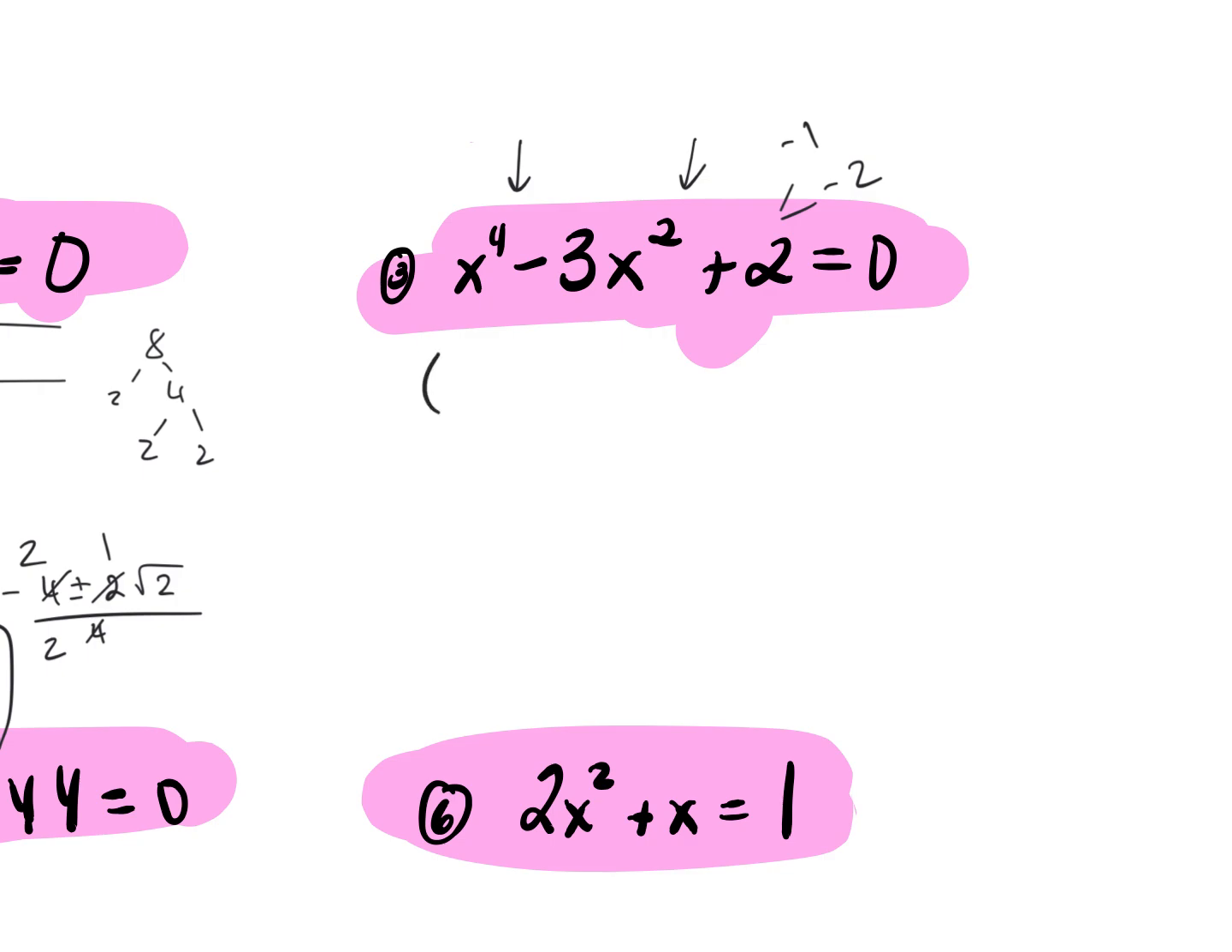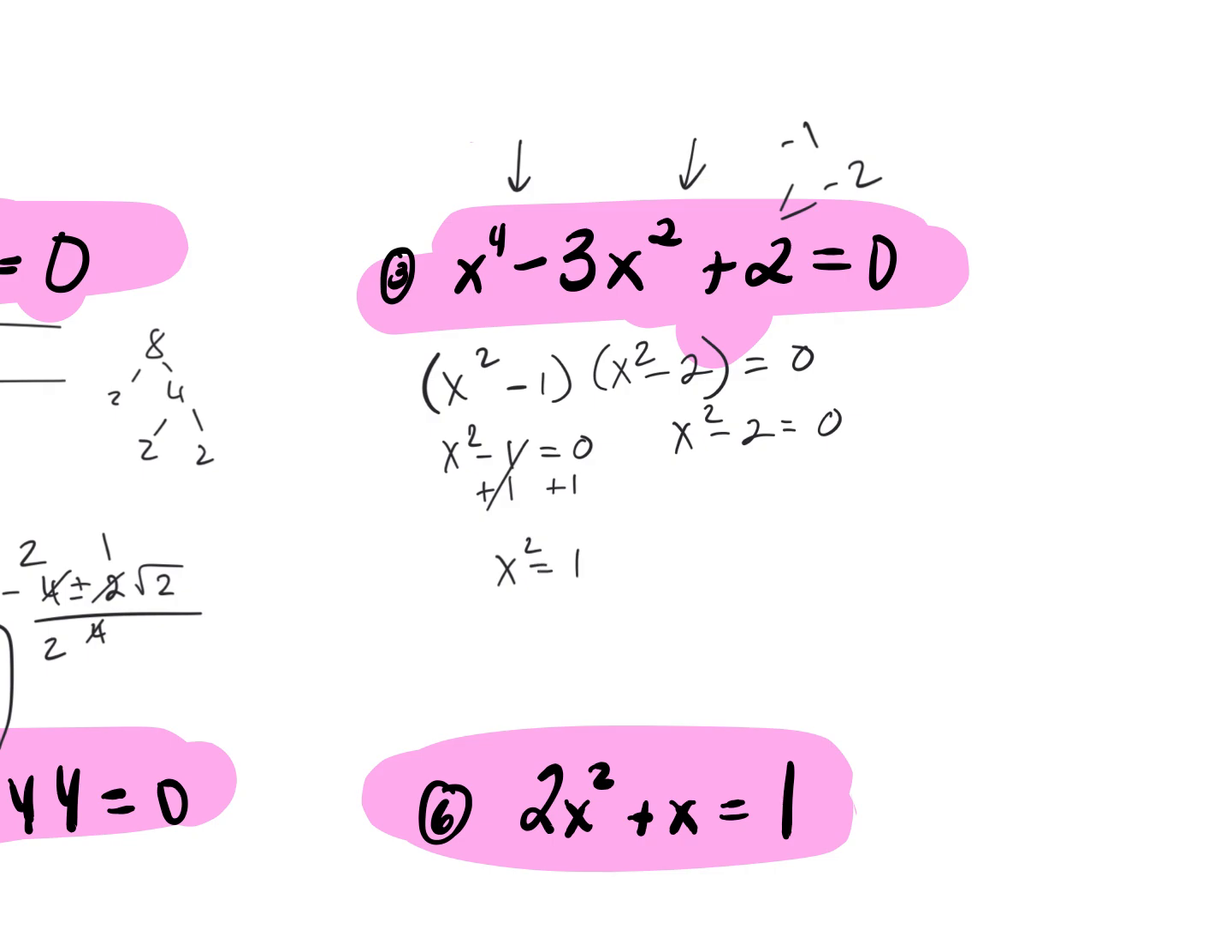So instead of writing x by itself, because we have doubled, I'm going to write x squared. Then I'm just going to go ahead and do minus 1, and x squared minus 2 is equal to 0. Now I can set this up as x squared minus 1 equal to 0, and x squared minus 2 is equal to 0. So when I add the 1, I end up with x squared is equal to 1. So when I take the square root, I end up with x is equal to plus or minus 1.